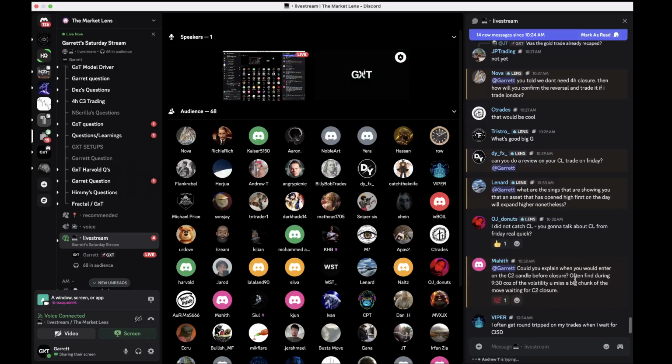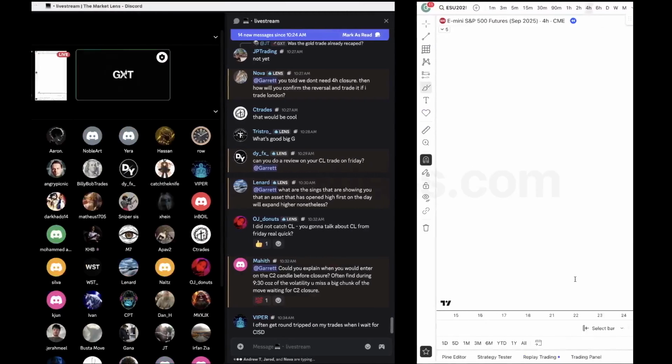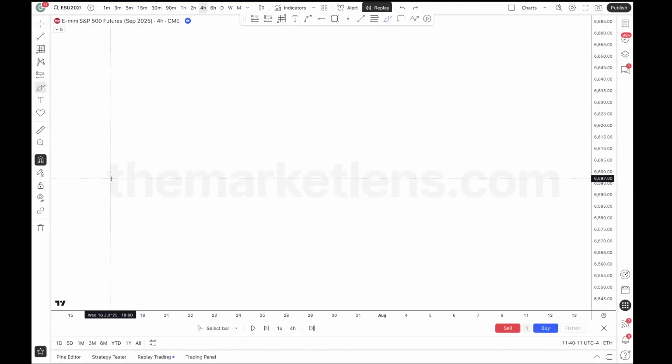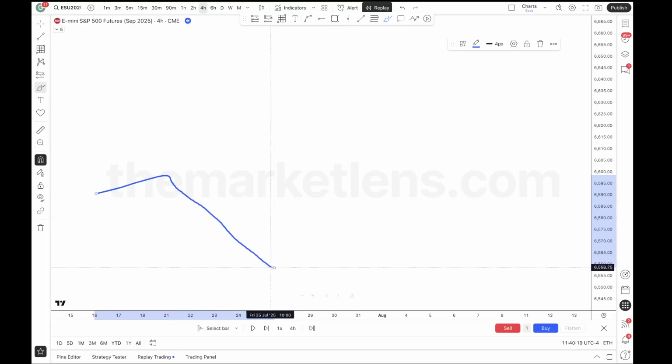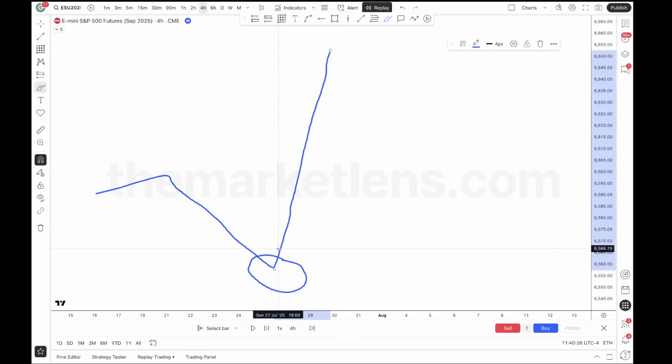What listings are you showing where an asset opened high first on that day and will expand higher than this? Oh, you're talking about a delayed protraction profile? Yeah, this is typically what we teach: ideally we want to see a bullish candle open low first, and then this is the protraction phase. You enter below the opening price to catch the expansion. You're basically entering within the wick.